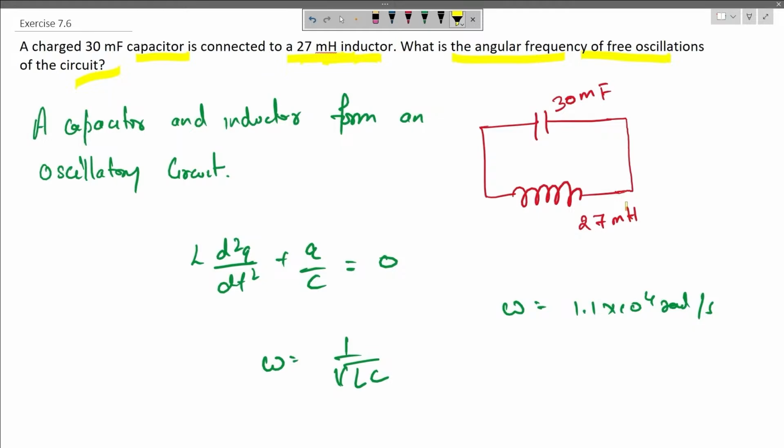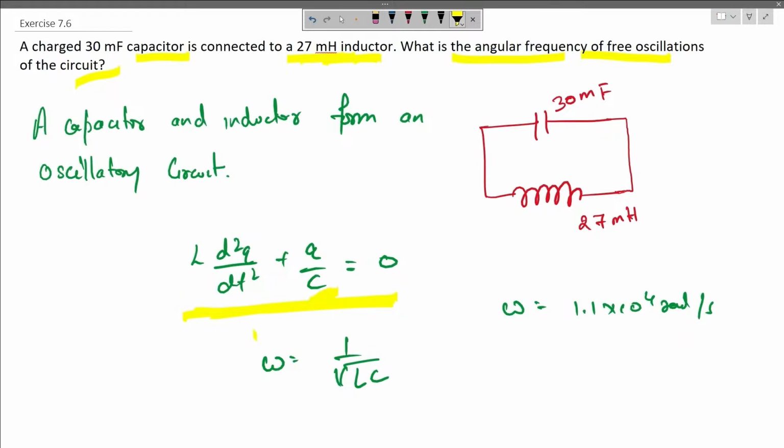Now the angular frequency of the oscillation is determined by this governing equation. This is basically the implication of Kirchhoff's law. We know that the EMF around the inductor is given by L di by dt. The double differentiation of charge with respect to time gives us the differentiation of current with time, that is L di by dt, plus q by C. This is the potential difference across the capacitor.